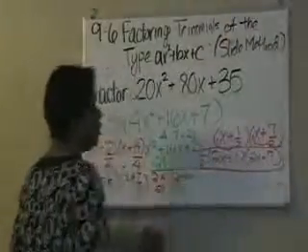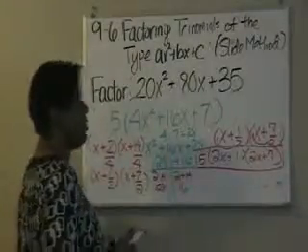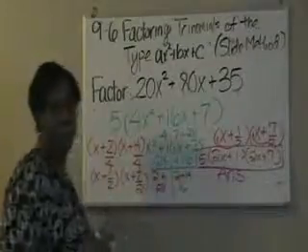And to check it, you would just go in reverse. You would multiply these all back again, and then multiply it by 5. So this is your actual answer. Okay, and this is factoring out a monomial.